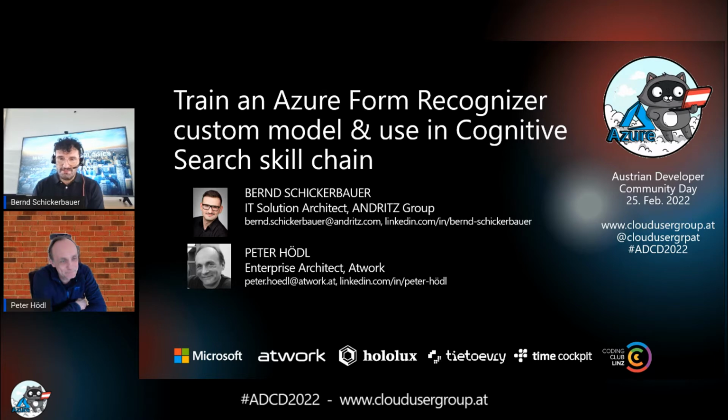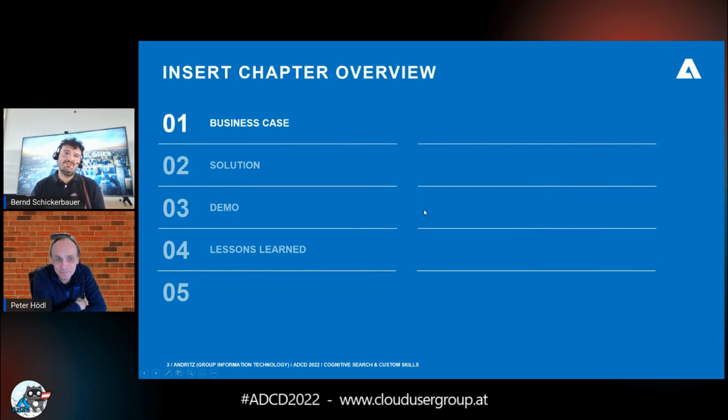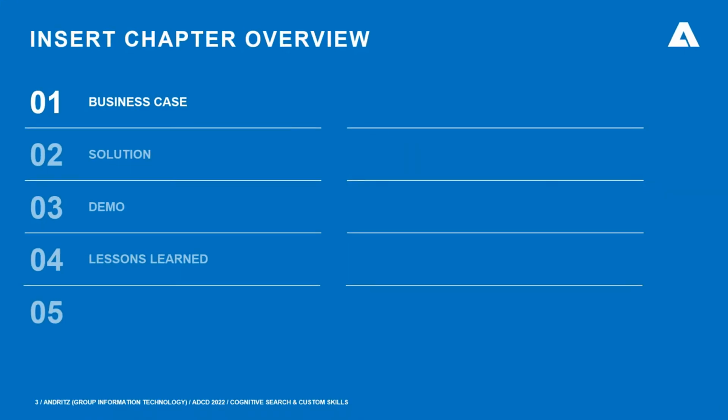All right, so let us show you what we have prepared. We will start with describing the business case. What was our motivation to dig into this topic? How does the overall solution look like? As said, we will demonstrate how you can easily train a custom Form Recognizer model and then use it as a custom skill. We will demonstrate the whole thing in the demo, and we also want to share some lessons learned, in case you have a similar use case, so that you don't fall into the same pitfalls we had.